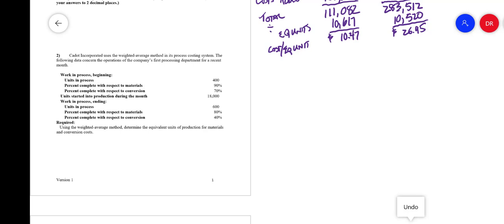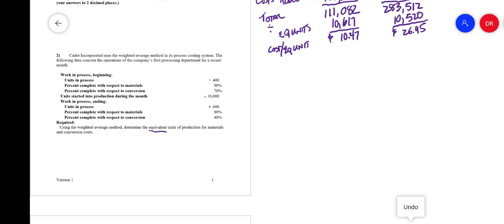Okay, for number 2, Cadett Incorporated uses the weighted average method in its process costing system, and the following data is concerning the first processing department for a recent month. They have work in process at the beginning of 400, units started of 18,000, and units in process at the end in work in process of 600. And then they say, using the weighted average method, determine the equivalent units.